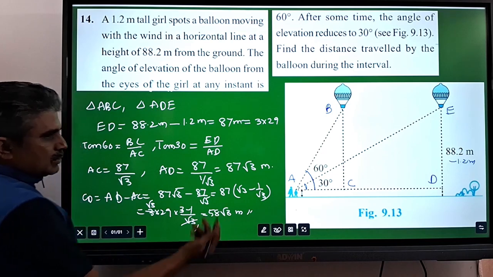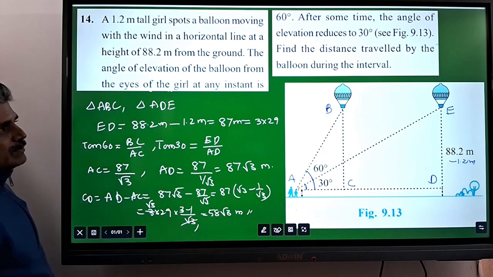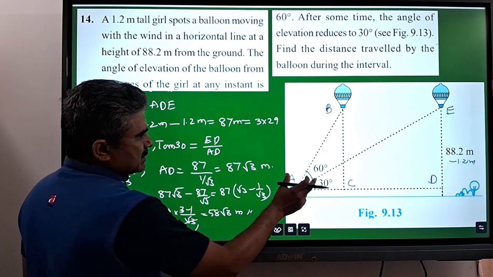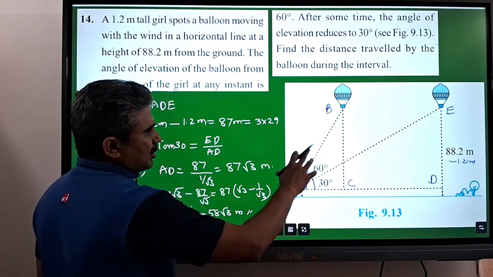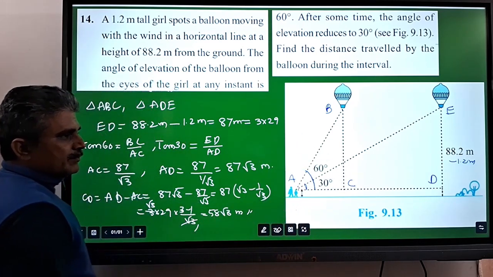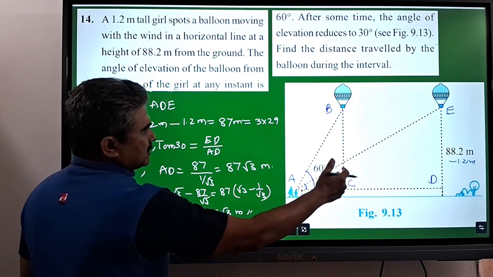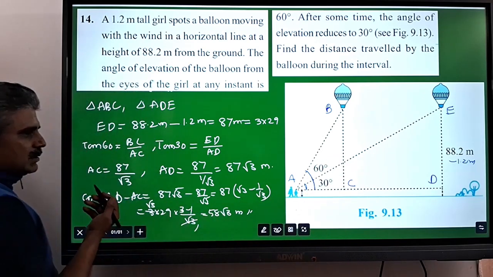Students, you can substitute the root 3 value and get the final answer here. The main turning point is relating the bases with the given trigonometric ratios for the elevated angles and then finding the distances. For that we subtracted the relative distances.